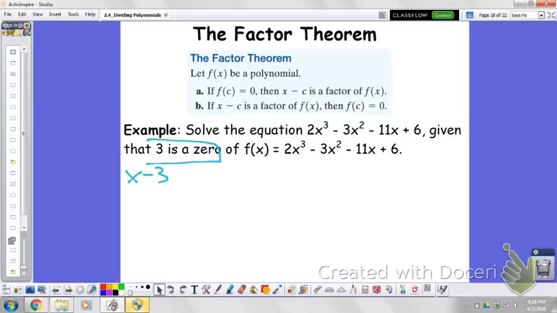And if we divide 2x cubed minus 3x squared minus 11x plus 6 by x minus 3, we will get another factor. We will find a 0. So let's go ahead and divide. Using synthetic division, we'll have 3 in the upper left-hand corner. Then we have 2, negative 3, negative 11, and a 6.